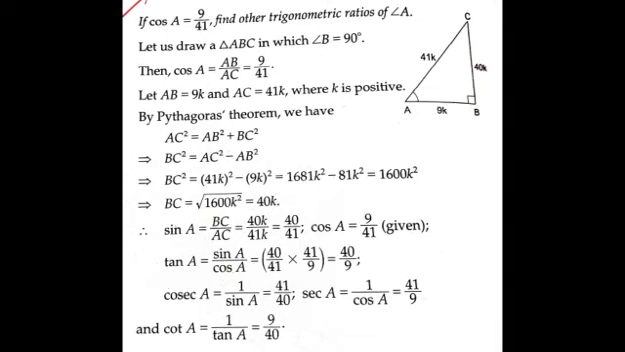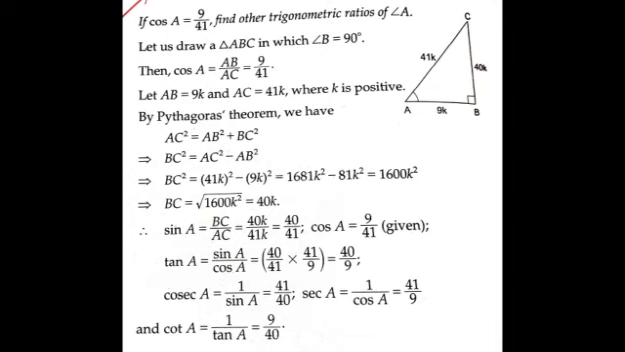In the same way, tan A, it is equal to sin A by cos A, and since we have already calculated sin A, that is 40 by 41, and cos A, it is equal to 9 by 41. So after simplification, here we have 40 by 9. Also we can write directly perpendicular by base. So perpendicular here it is 40K and base it is 9K. So by that method also we can write tan A is equal to 40 by 9.